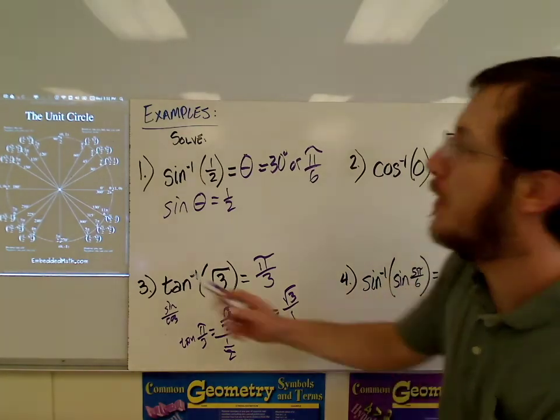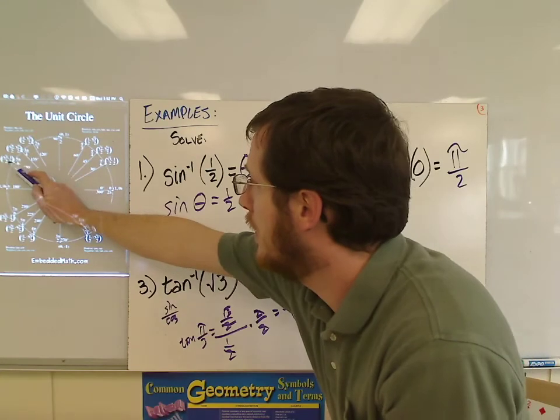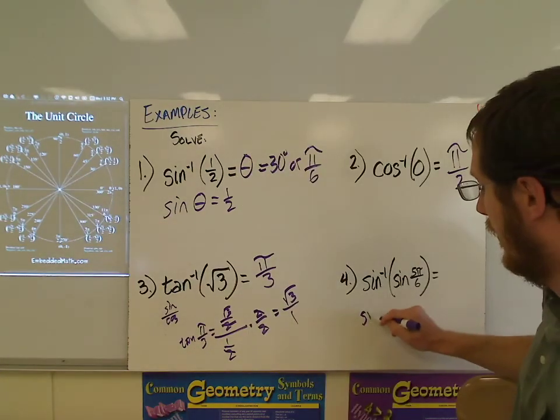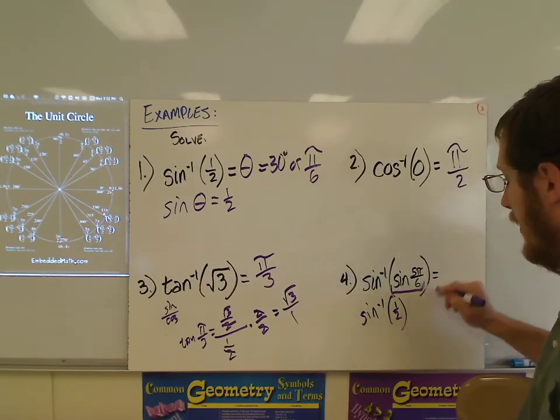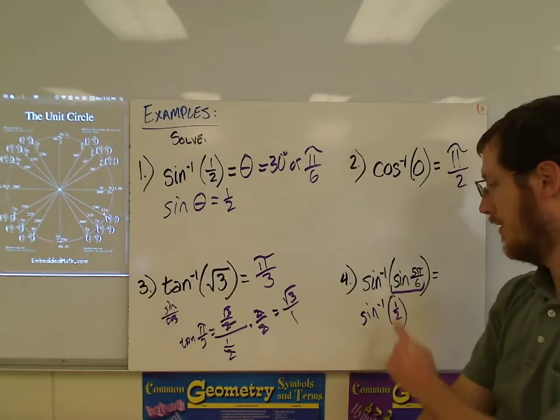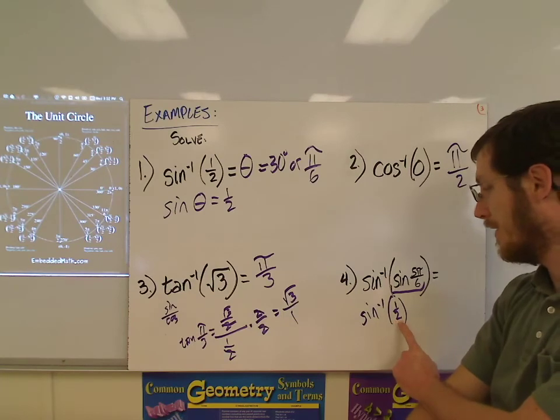The sine of 5 pi over 6 is 1/2. So we can replace all this with a 1/2. So now we're looking for what angle has a sine of 1/2.